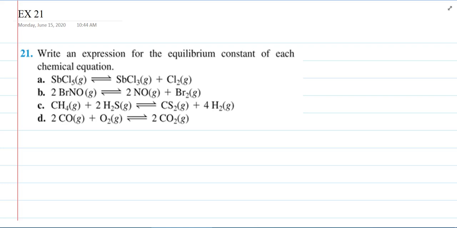Alright guys, let's do 21. We have antimony pentachloride, antimony trichloride, and chlorine gas. So we're going to write the equilibrium constant expression here. For A, we're going to do both.